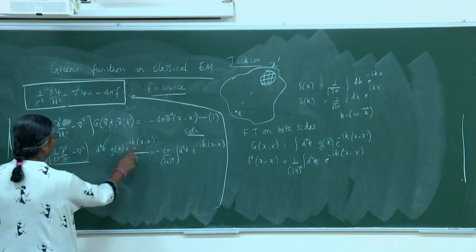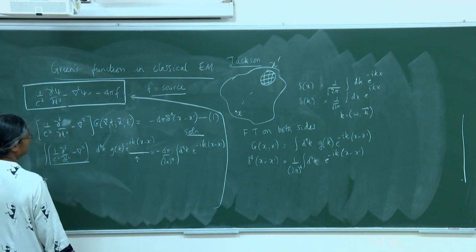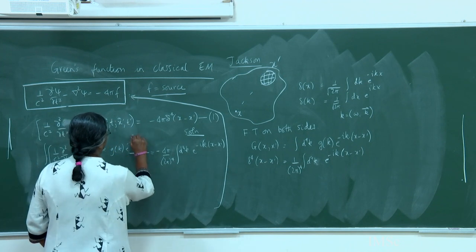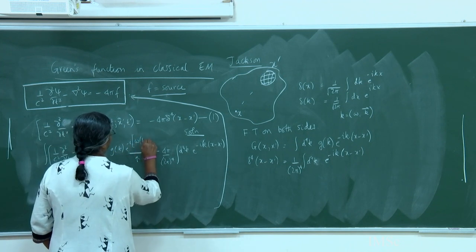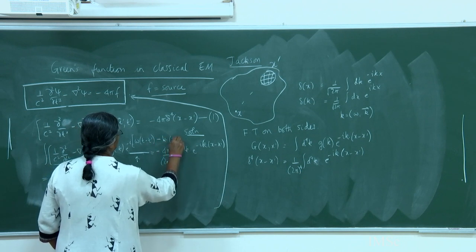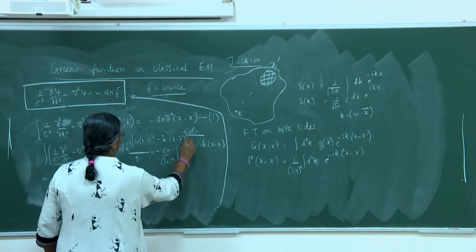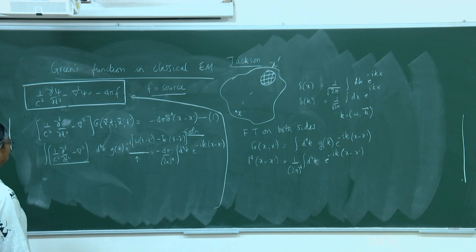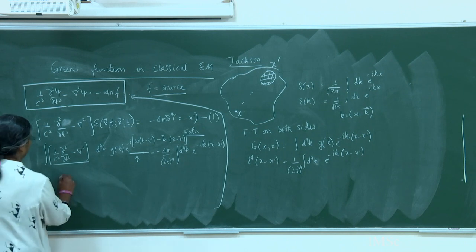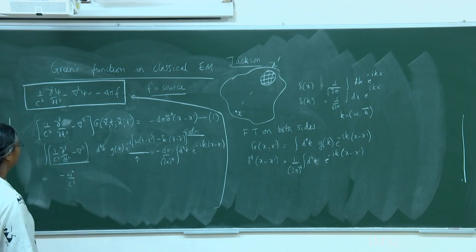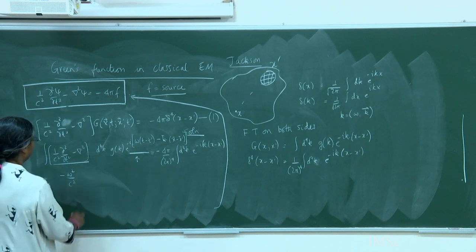So what is the first term? What is 1 by c squared d squared by dt squared? So if you want, I can write this as, so what is this first term? Omega square, minus omega square. And the other term is?